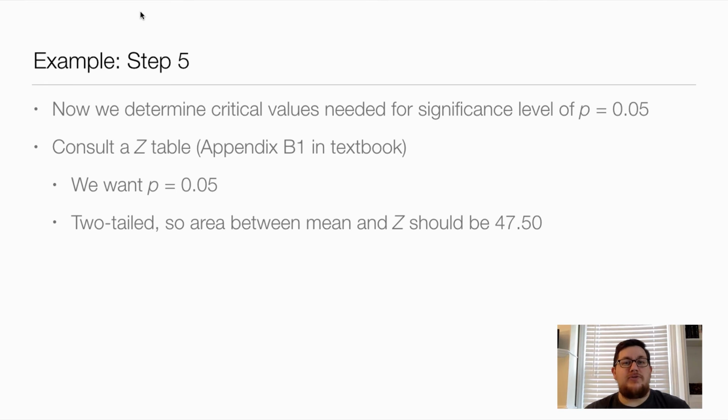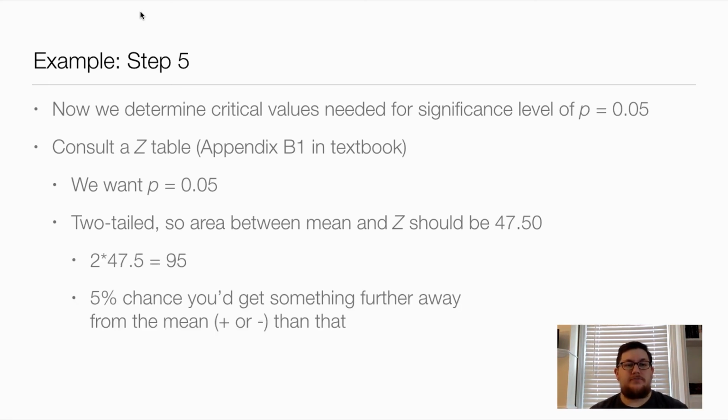Now, we're going to be using a two-tailed test. So we want the area between the mean and z to be 47.5. Why is that? Well, if you double 47.5, what do you get? 95. So that's 95 bounded in by the mean. We want 95% of the data within that z-score. That means anything further away than that is going to be less than 5% chance of getting a sample that looks like that. All right, so that's our critical value.